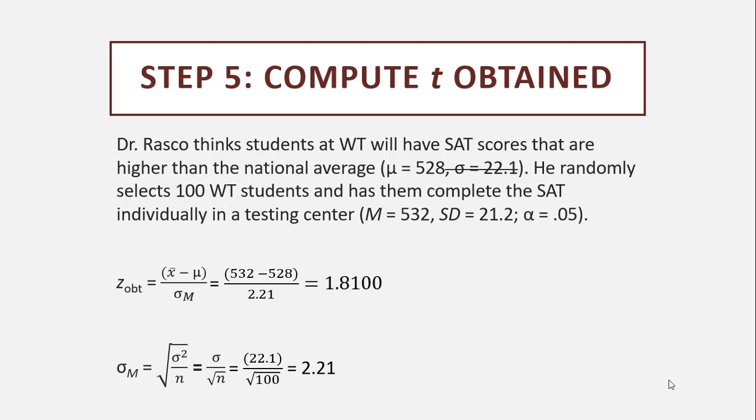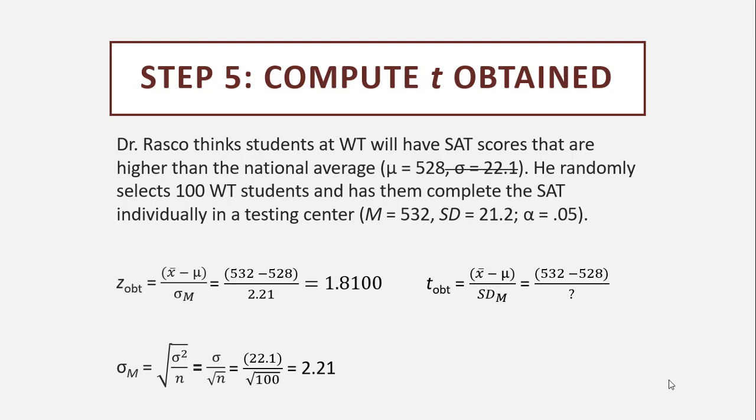We don't know that it's 22.1. We are ignorant of that. We can't find that out because we don't have the data or we don't have that available to us. Well, with the t, we still have the same effect. It's the mean of the sample minus the mean of the population. It's still 532 minus 528. We're going to use a different standard error of the mean.